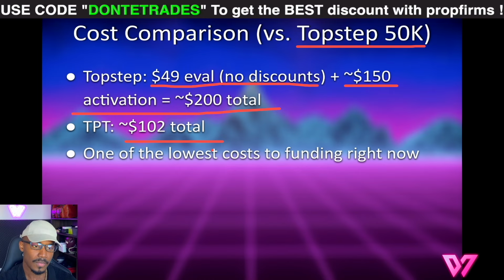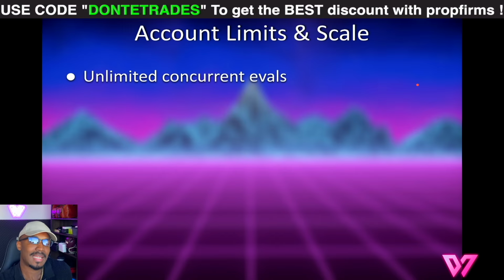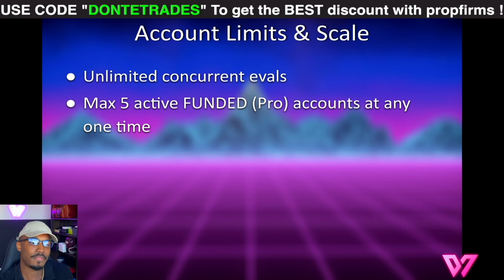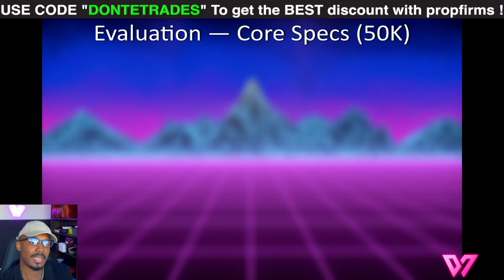So again, this is one of the lowest costs to funding right now, and Take Profit Trader has way more favorable rules compared to Topstep, and we're going to be talking about that in a minute. So, account limits and scale. With Take Profit Trader, you can use unlimited concurrent evals, but you can only have 5 active funded pro accounts at any one time. Copy trading across funded accounts is allowed with Take Profit Trader as well.